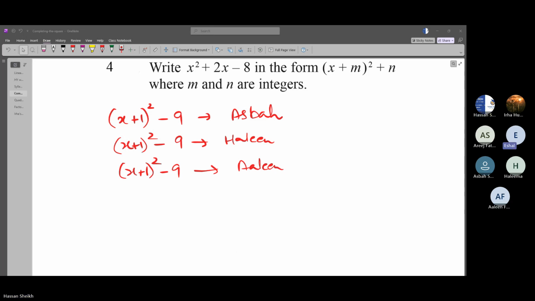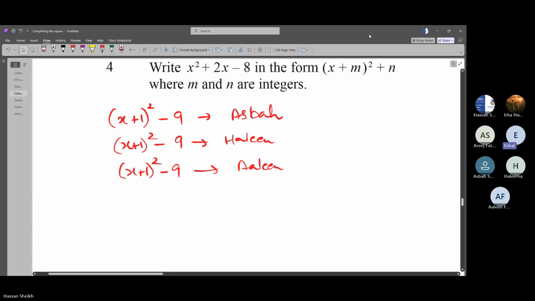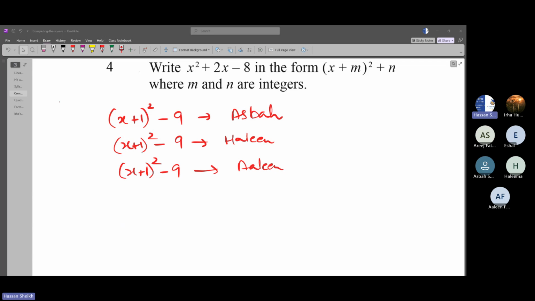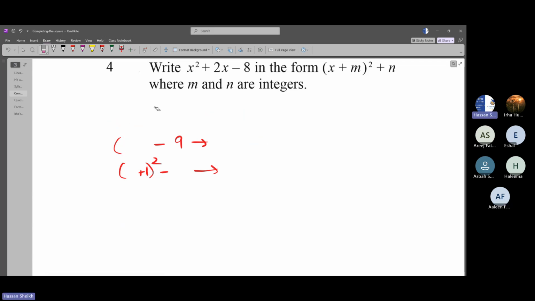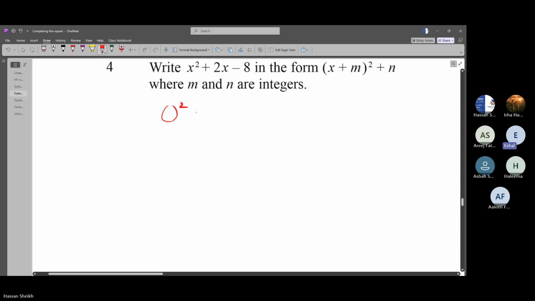No one? Sir, instead of -9, I got +9. (X plus 1) whole square, +9. Maybe you made a mistake here. Okay, let me have a quick explanation of why you got plus 9. First I got -9 because according to the steps, and then I saw the question was written in the form of (x plus m) whole square plus n. So I changed the values of the thing that we add with the squares.